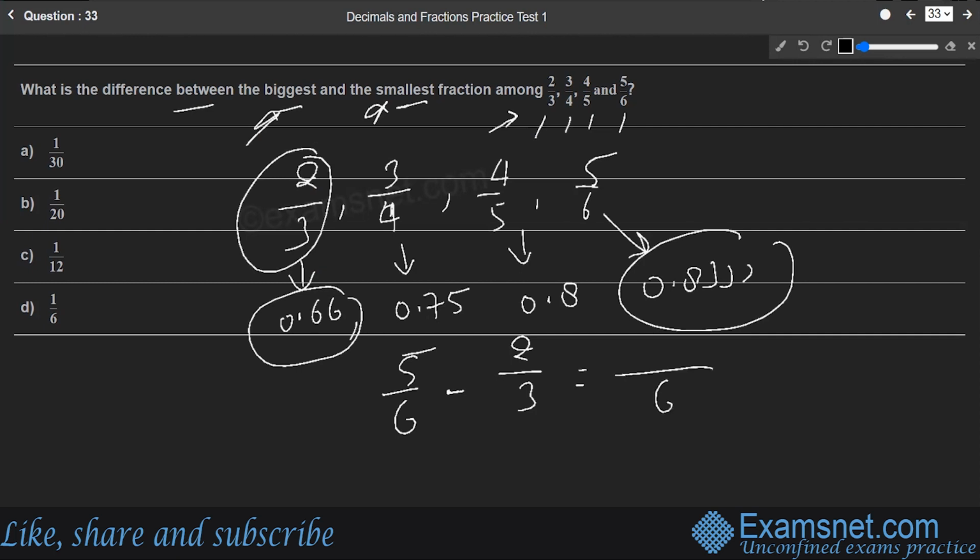Let us do it. LCM being 6, it has to be 5 minus 4, that is 1 by 6. So the difference comes out to be 1 by 6. It is available in option D, which becomes the right answer.